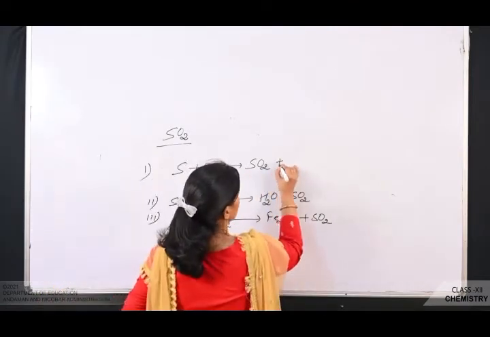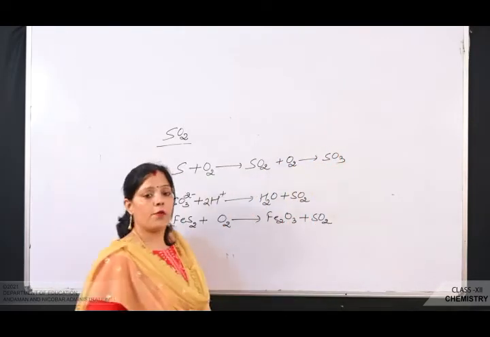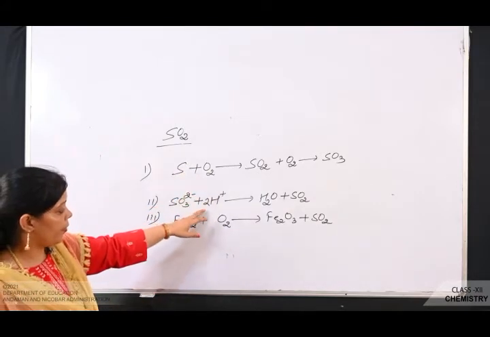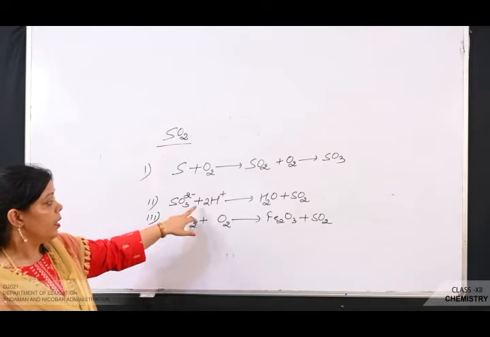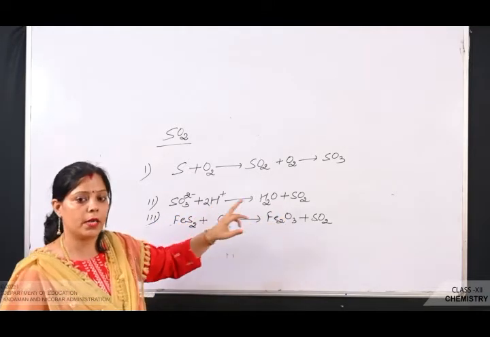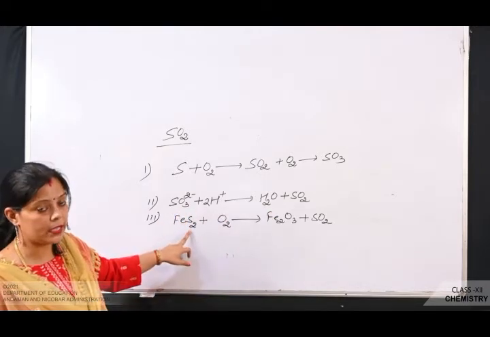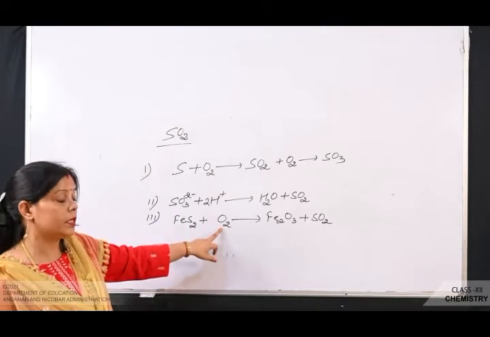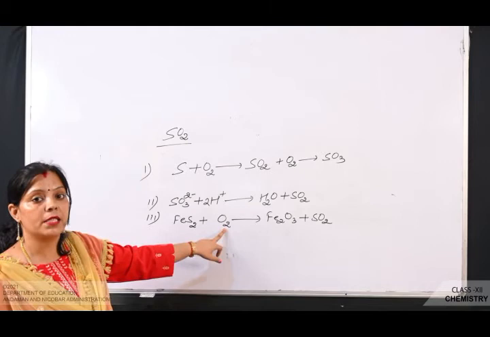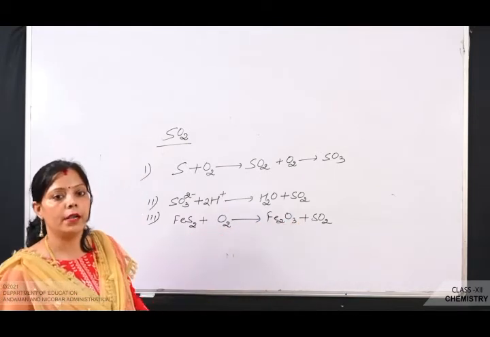When it combines with oxygen, again it gives sulfur trioxide. So we can easily prepare sulfur dioxide in the laboratory by treating the sulfite with acid. Again, this is iron sulfide. When it is treated with oxygen, that is when it undergoes the roasting process, roasting meaning heating in the presence of oxygen, it gives iron oxide along with sulfur dioxide.